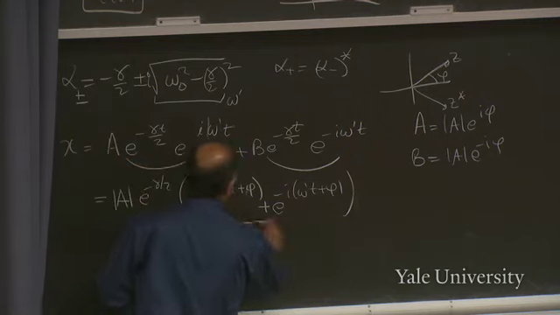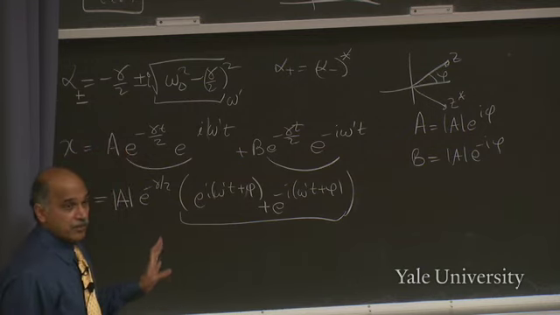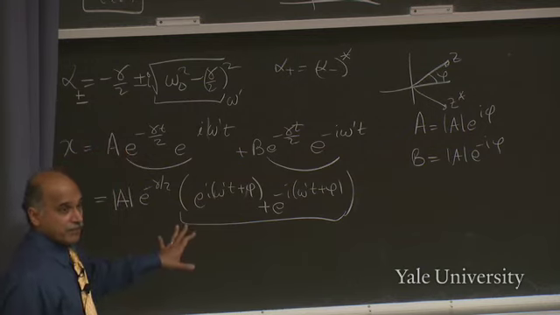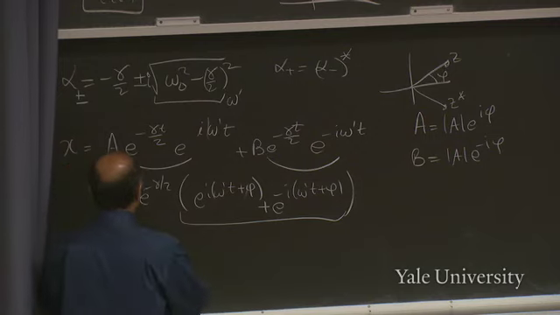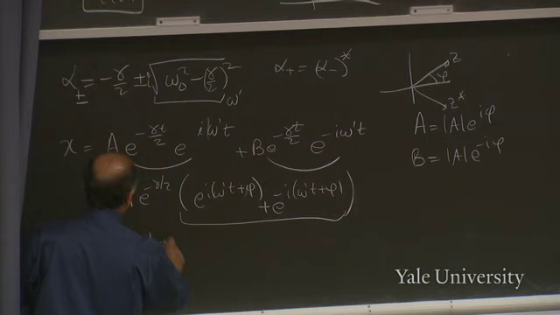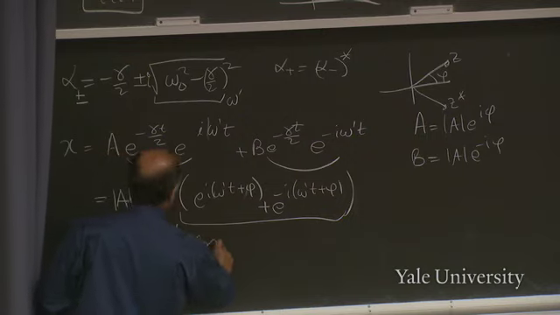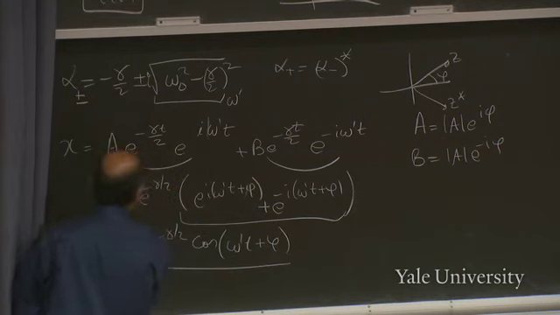This, you guys should know what it is. I've told you many times, this is unforgivable if you don't know what this is. e to the i theta plus e to the minus i theta over 2 is cosine theta. Since you don't have the over 2, you can write it as 2A e to the minus gamma over 2 cosine of whatever is in here, omega prime t plus phi.